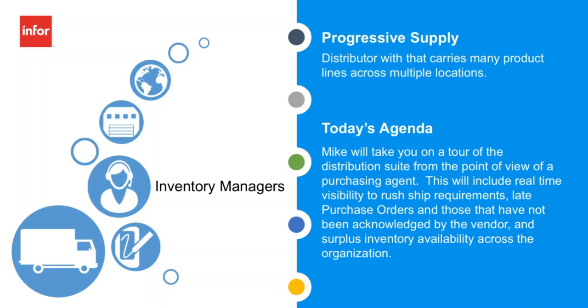Mike will take you on a tour of the distribution suite from the point of view of a purchasing agent and inventory manager. This will include real-time visibility into rush ship customer requirements, late purchase orders and those that have not yet been acknowledged by the vendor, and the utilization of surplus inventory availability across the organization.